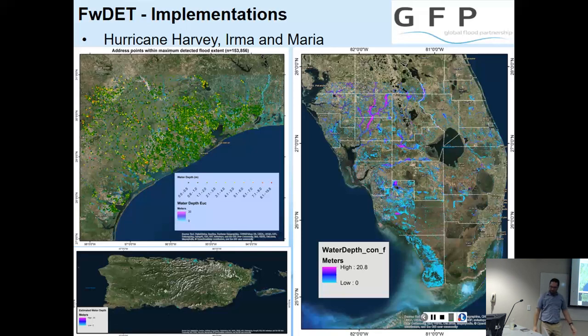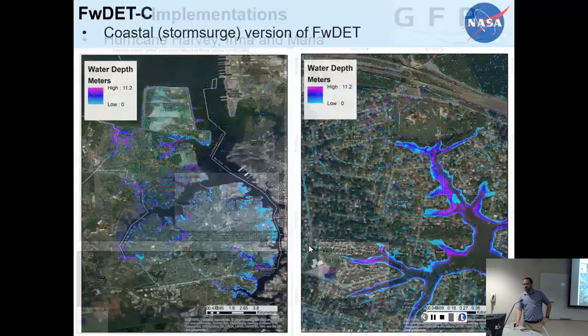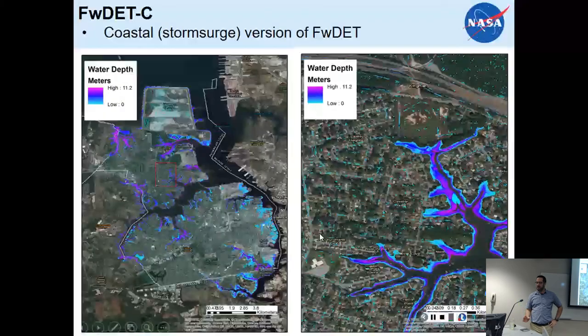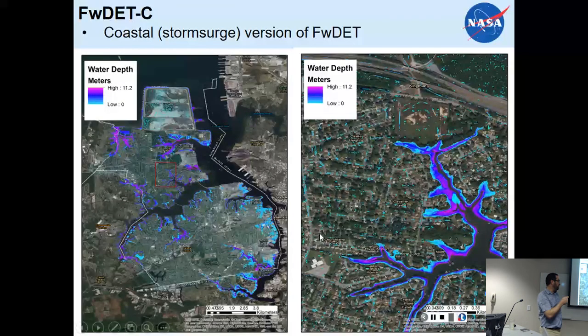For Puerto Rico, unfortunately, the flood map that we got was very, very limited. I don't recall why. Maybe we didn't have SAR data for that. It is a small island, so it definitely doesn't show as extensive a flood, and also most of the damage in Puerto Rico was wind damage rather than flooding.